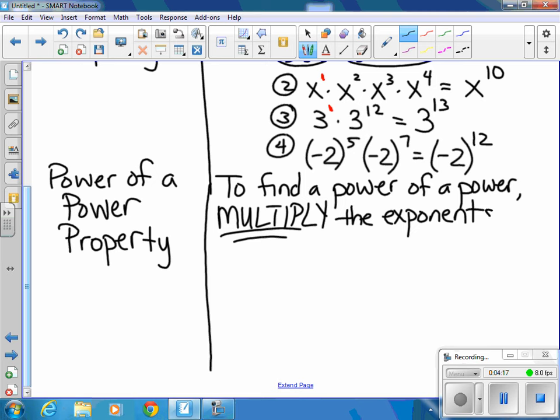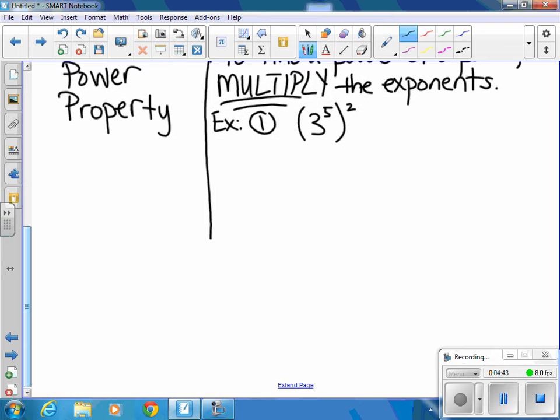Above, when we had a multiplication problem with the same base, we were able to add the exponents. But this time, you're only going to have one base, but it's going to have 2 powers in it, which means you're going to have to multiply those 2 powers together to get your answer. The first example is 3 to the 5th power raised to the 2nd power. And here's where the whole power of a power comes from. 3 to the 5th is a power already, but now you're raising it to another power. What this is really saying is that you have 2 3 to the 5ths. So it looks like this.